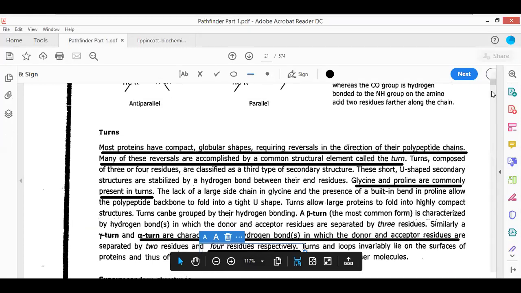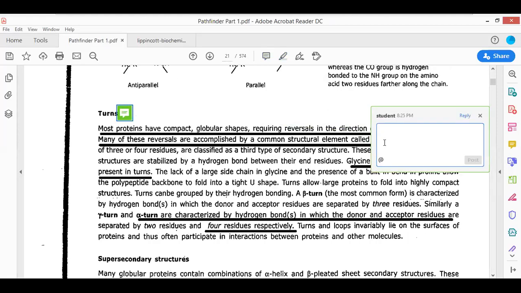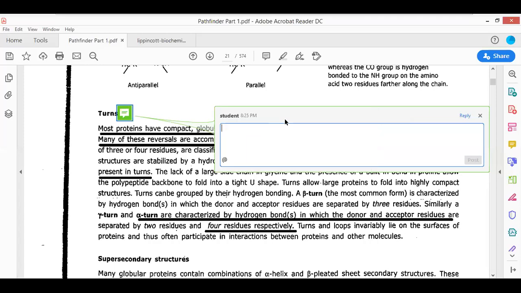In the CSIR examination, which type of questions have been asked from these turns? So let me just share my views here. Turns are also referred to as beta turn, hairpin turn, reverse turns in nature. They have been given several different types of names. So which are the different types of names that have been provided to these turns that we are going to look forward?